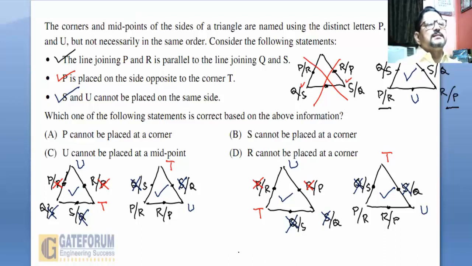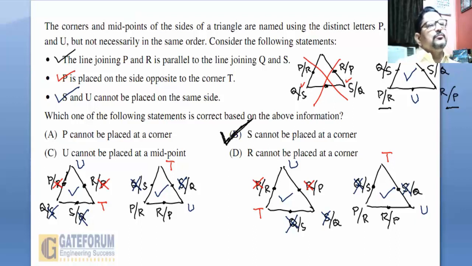S cannot be placed at a corner. It is not placed on any corner, because the corner one had to get cancelled. It is not placed at any corner. The corner one got cancelled. And here also it is not placed at any corner. So this is the right option.